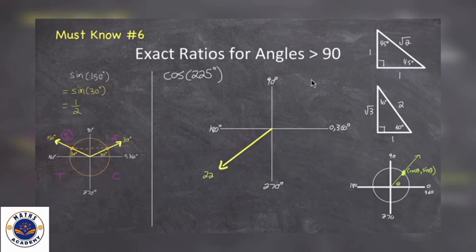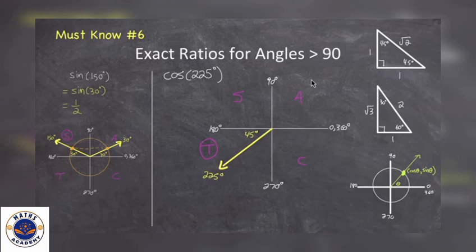So the principal angle is 225. And the reference angle, which is the angle between the terminal arm and the closest x-axis, so the angle between 225 and 180, is 45 degrees. And don't forget, based on the CAST rule, in this quadrant, only tan ratios are positive, which means any cosine ratio of an angle in that quadrant will have to be negative.